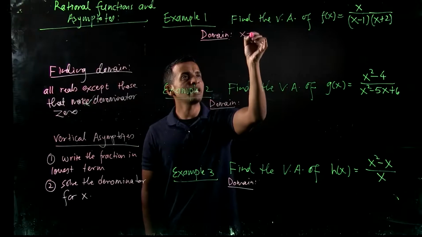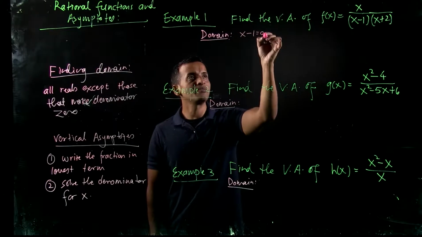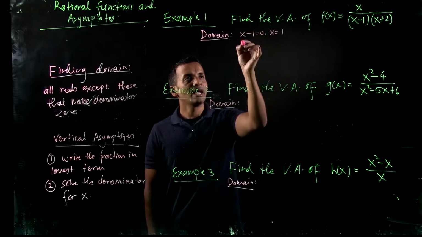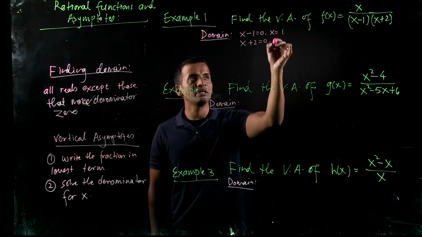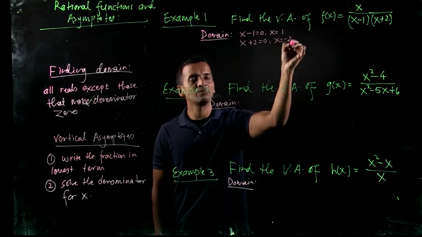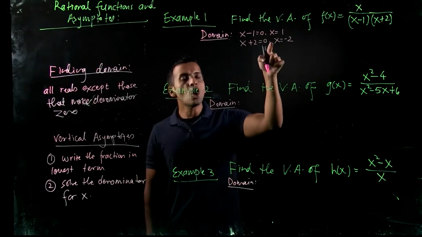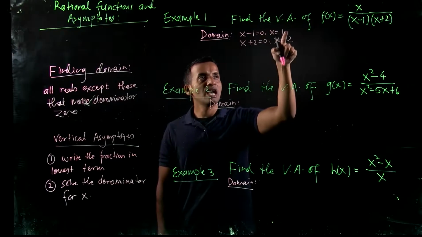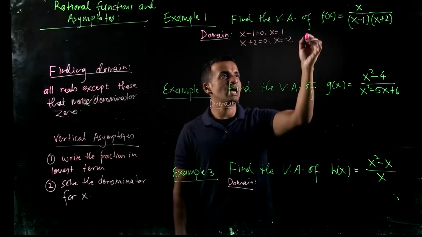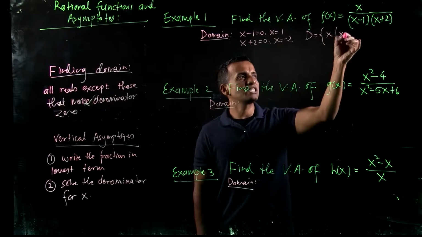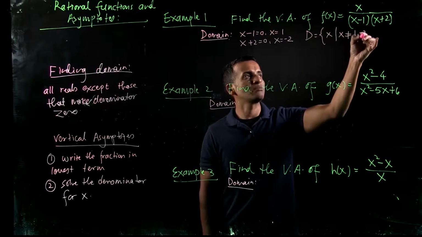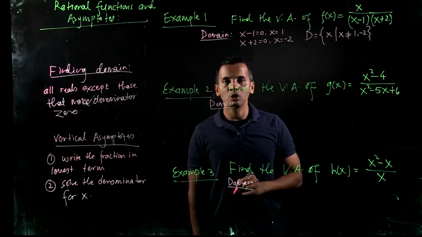You do x minus 1 equals 0, that will be x equals 1, and then you set x plus 2 equal to 0, and then what do you get? You get x equals negative 2. So the domain is all real numbers except x equals 1 and negative 2. How do you write that? So the domain is all x so that x is not equal to 1 and negative 2. This is one way of writing the domain.